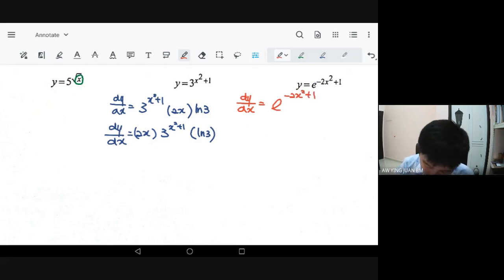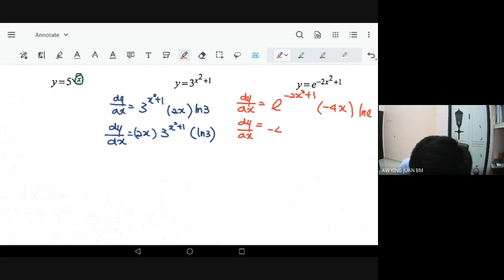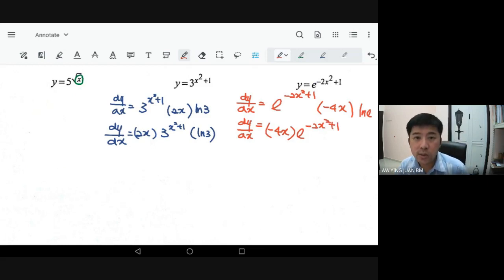Focus the power, kita ada negative 4x. Okay, negative 4x. So sepatutnya kita ada ln e. Tetapi ln e adalah apa? Ln e adalah 1. So kalau dia 1, kita boleh abaikan saja. Kita tulis dy dx adalah negative 4x kurungan exponent negative 2x square plus with the 1. So itu adalah situasi untuk exponential function.